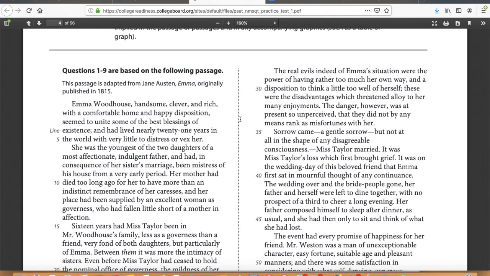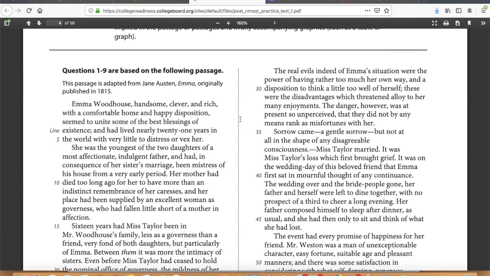All right. Her mother had died too long ago for her to have more than an indistinct remembrance of her caresses, and her place had been supplied by an excellent woman as governess, who had fallen little short of a mother in affection. Okay. So much going on here. It's so easy to read that and be like, what? But again, I'm guessing there's some vocab that you didn't fully understand. So let's talk about the vocab here.